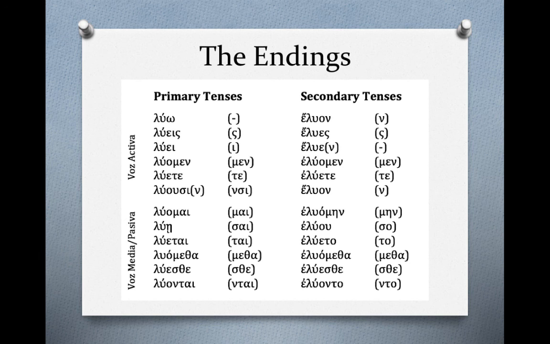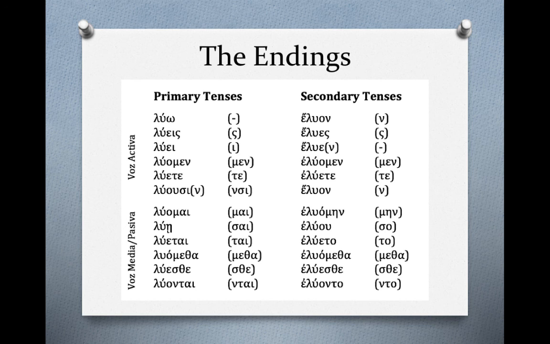And so for the secondary tenses, we just studied the imperfect. This is what lua would look like with the augment and the endings. We'd have eluan, so that would be I was loosing. Elues, you were loosing. Eluen, he, she, it was loosing. Eluamen, we were loosing. Eluete, you or you all were loosing. And eluan, they were loosing. Again, eluan and eluan share the same form. The context will be what helps us translate it correctly.